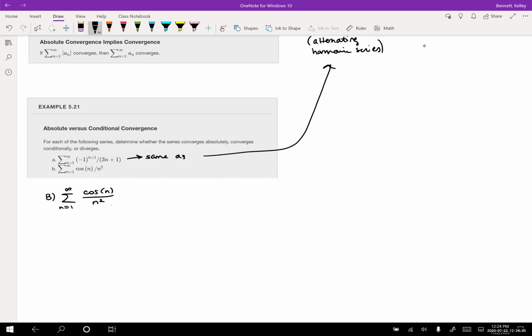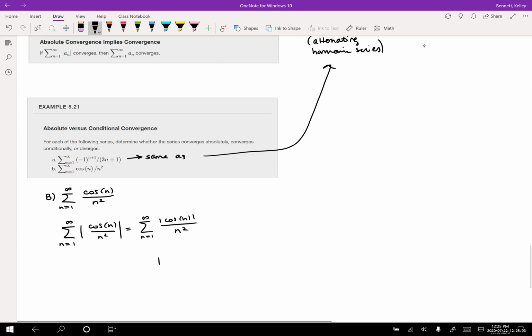So we know that cosine will oscillate between -1 and 1. N squared is always positive. So this is really just cosine of n over n squared. And then the idea here is to compare it. And we're just going to do a direct comparison.